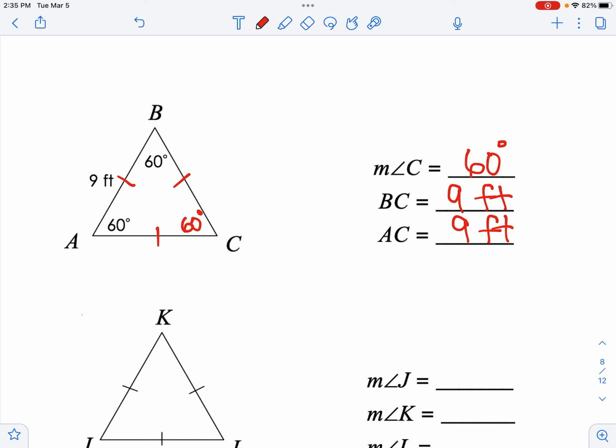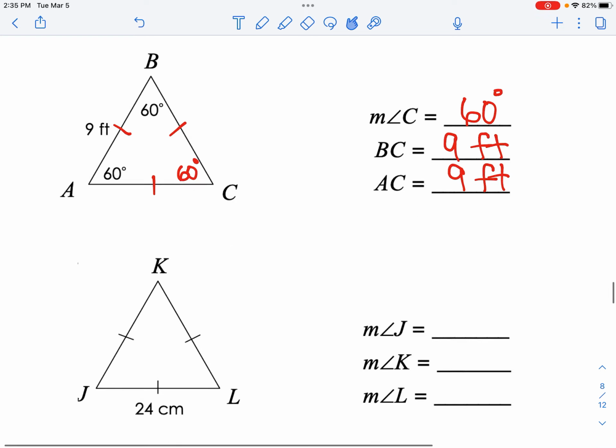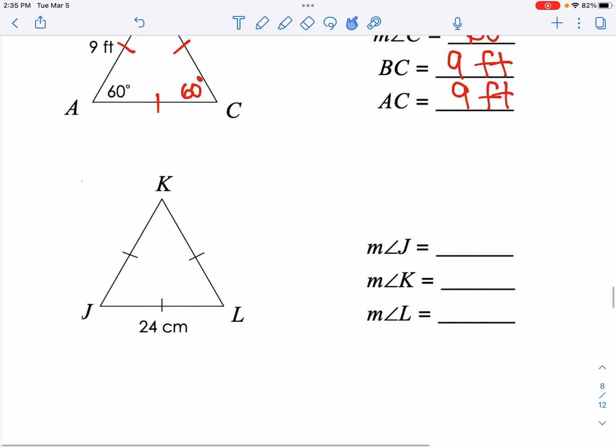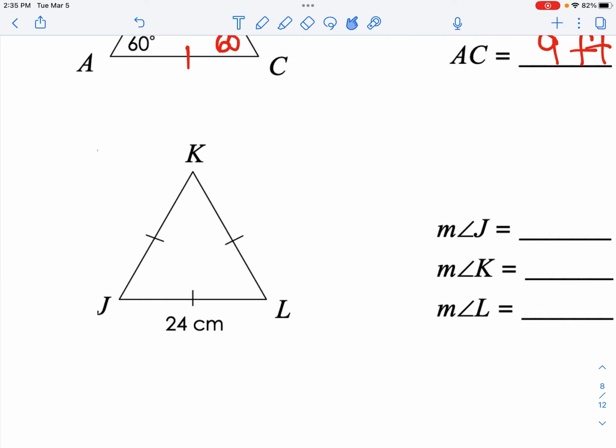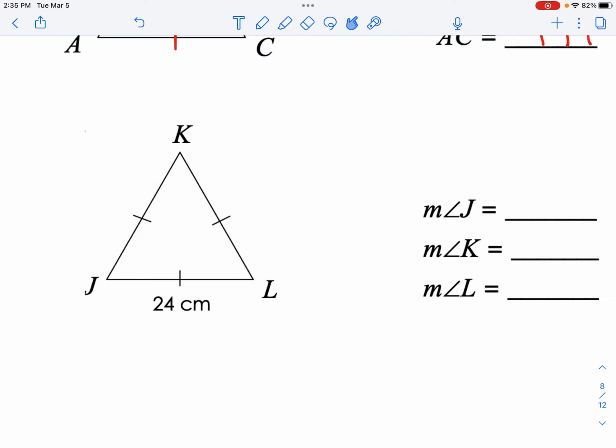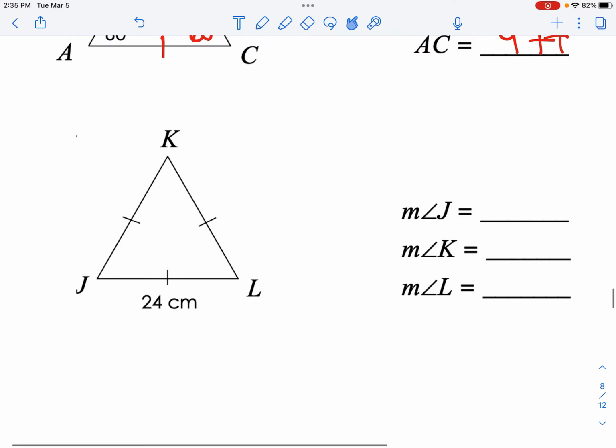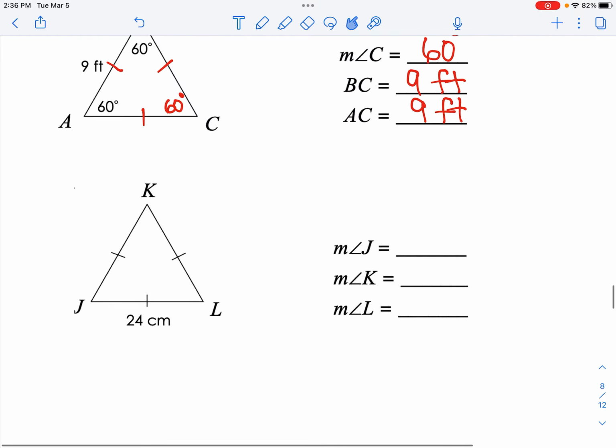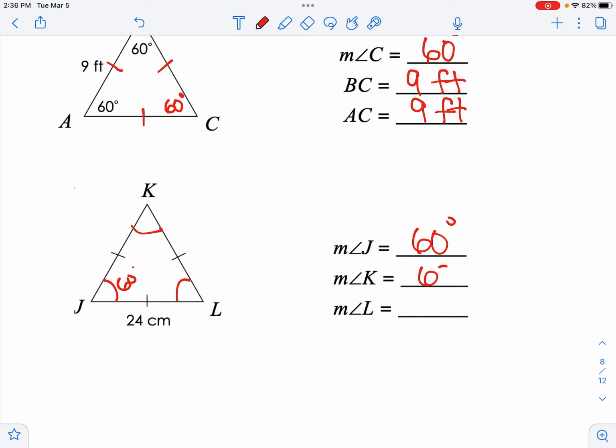All right, now let's do one more here. Okay, this one is equilateral, which means all the angles are the same, and that means they all have to be 60. And they only ask for angles here on this one, so this one's kind of easy. We know these are all the same, which means they all have to be 60 degrees. So 60, 60, and 60. All right, that was easy enough.